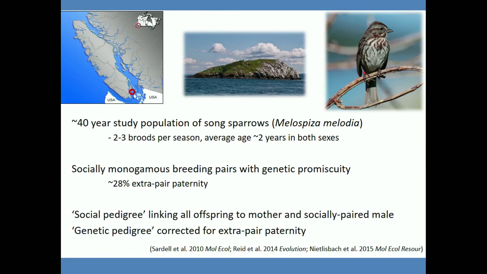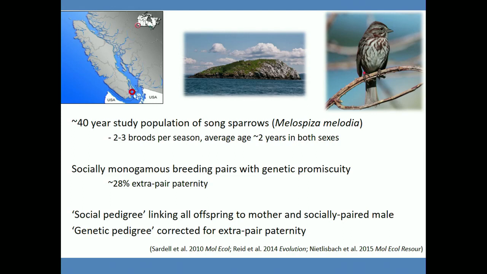So to get at this, we used a long-term study population of song sparrows on Mandarte Island, which is part of a larger island metapopulation off the coast of British Columbia in Canada. It's a small songbird that forms socially monogamous breeding pairs, but it's genetically promiscuous. So while a male and a female will pair up and raise offspring together, both members of that pair are trying to engage in extra pair matings with other individuals.